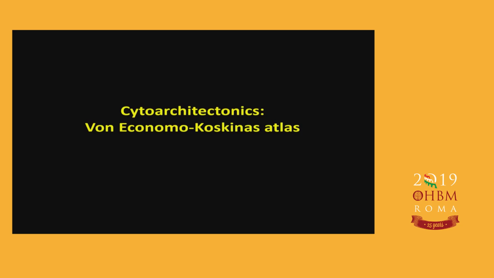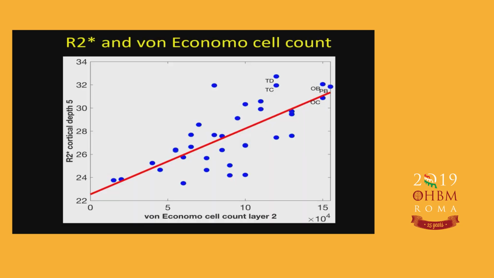So just showing what we did with von Economo. I'm showing this as an example to try and understand the next plots. On the y-axis, we have R2 star at the 5th cortical depth. And on the x-axis, we have von Economo cell count in layer 2.